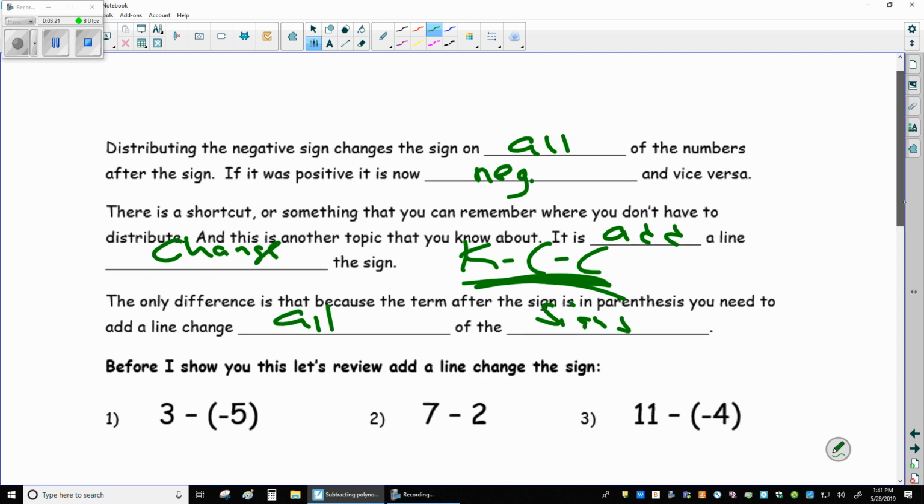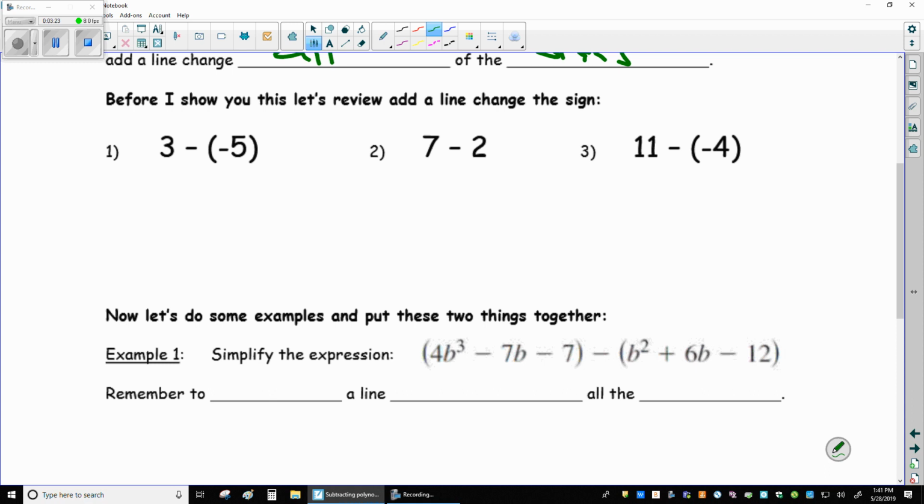Let's practice doing some keep, change, change on these 3 super easy ones. Again, all you're doing, I'll do number 1 with you guys. You keep, you change, and you change. So now it's 3 plus positive 5. So would you guys pause the video for a second, do these 3, unpause it, and then see if you get the same thing as I do. First one, you get 8.